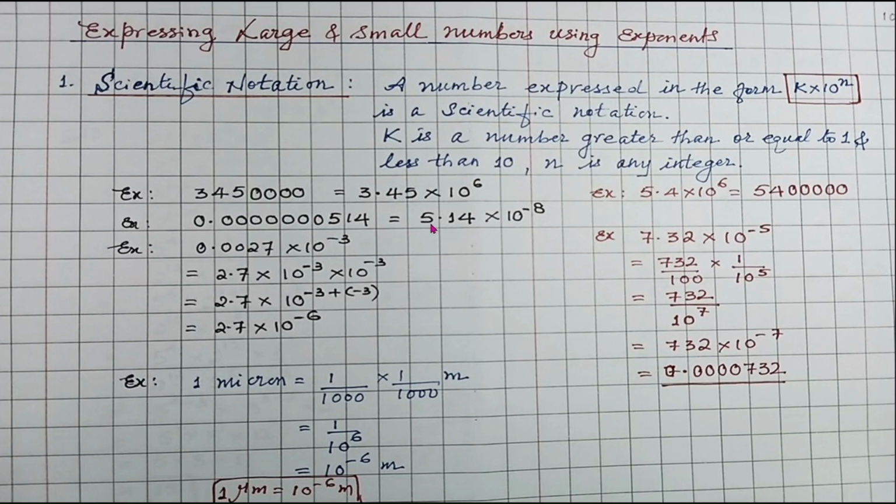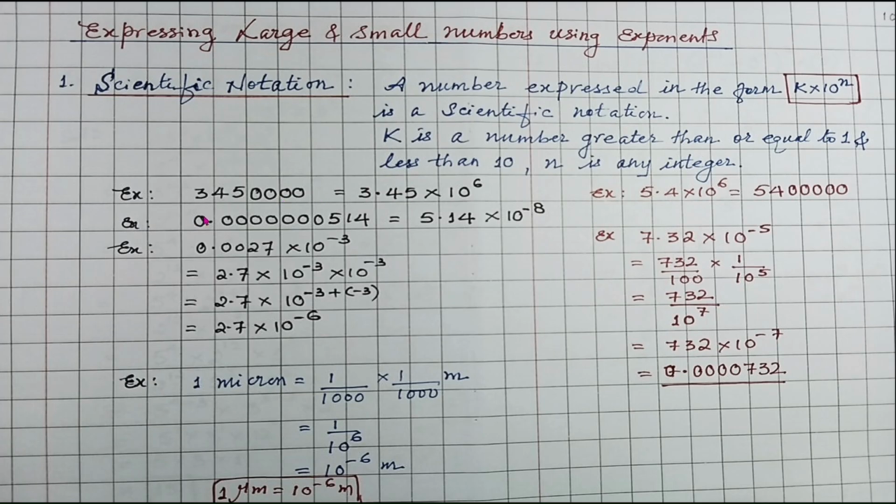Remember that. We can also use the laws of exponents for expressing large numbers and small numbers, a very important method, and this is called the scientific notation of large and small numbers written in exponential form. A number expressed in the form k into 10 raised to n is a scientific notation, where k is a number which lies between 1 and 10 and n is any integer. To understand this, let us take one example.